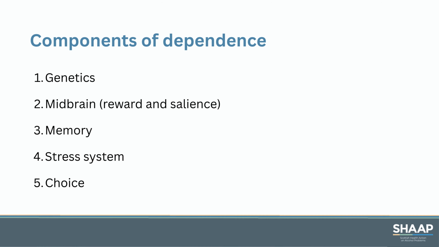I want to touch on these 5 elements relating to dependence, which I think are really important in understanding the more severe end of alcohol use disorders, and the group most likely to find itself in the deepest trouble. These are genetics, the midbrain, reward and salience, a little bit more about that, why memory is important, how the stress system increases risk, and why at the end of the day choice becomes impaired, making it very difficult to think your way out of alcohol dependence.